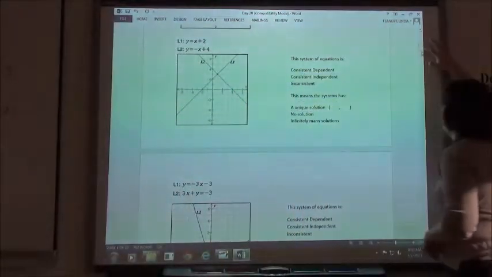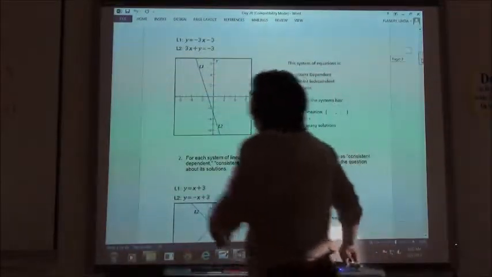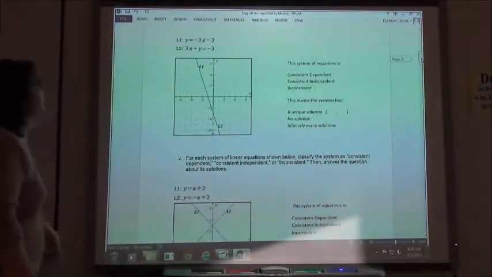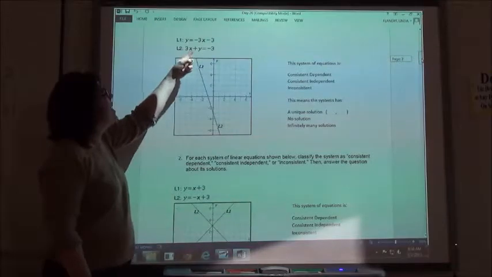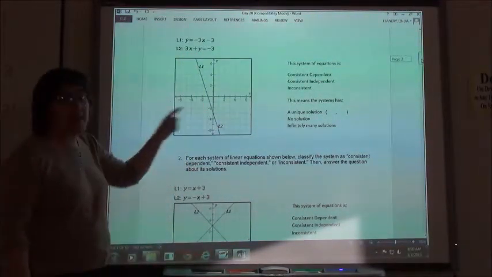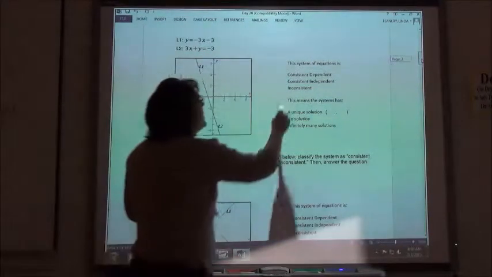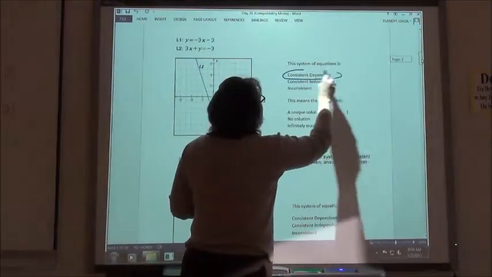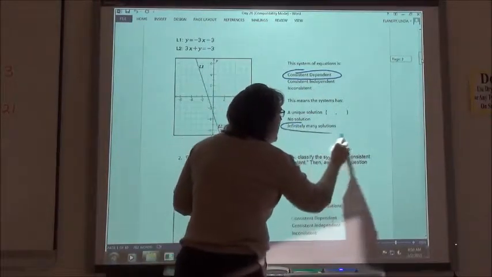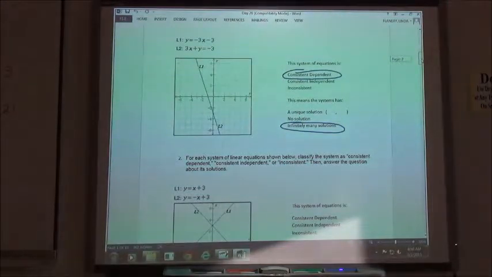And then the third way is when it looks like you have two different equations, y equals negative 3x minus 3, and then 3x plus y equals negative 3. But when you graph them, they actually end up being one line right on top of the other line. Those ones are called consistent dependent, and they're going to have an infinite number of solutions, infinitely many solutions, since every point on line 1 is going to work in line 2.